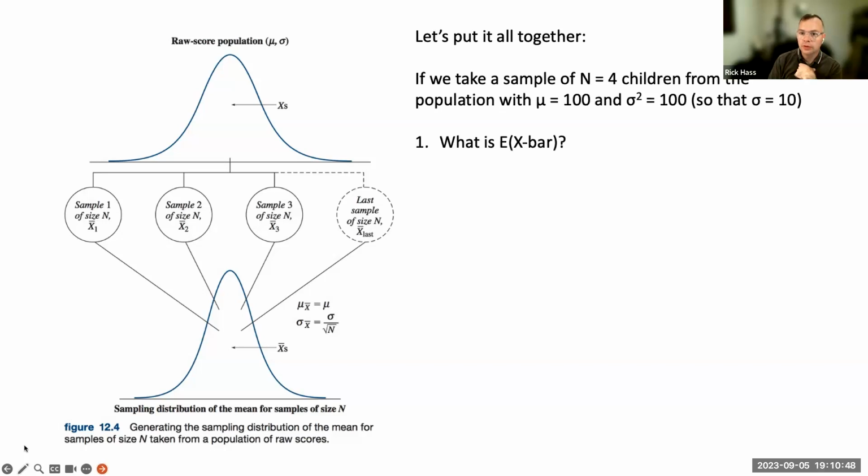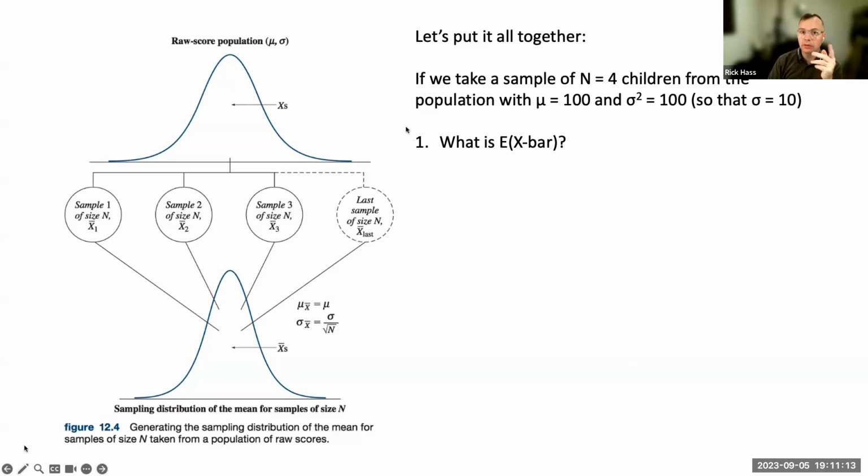So first thing, we already kind of answered that. What's X bar? If we take a sample of n equals 4 children from the population with a mu of 100, sigma squared of 100, so that sigma is 10, we already know X bar is going to be, what's the expected value? What's the mean down here? It's going to be 100 also.